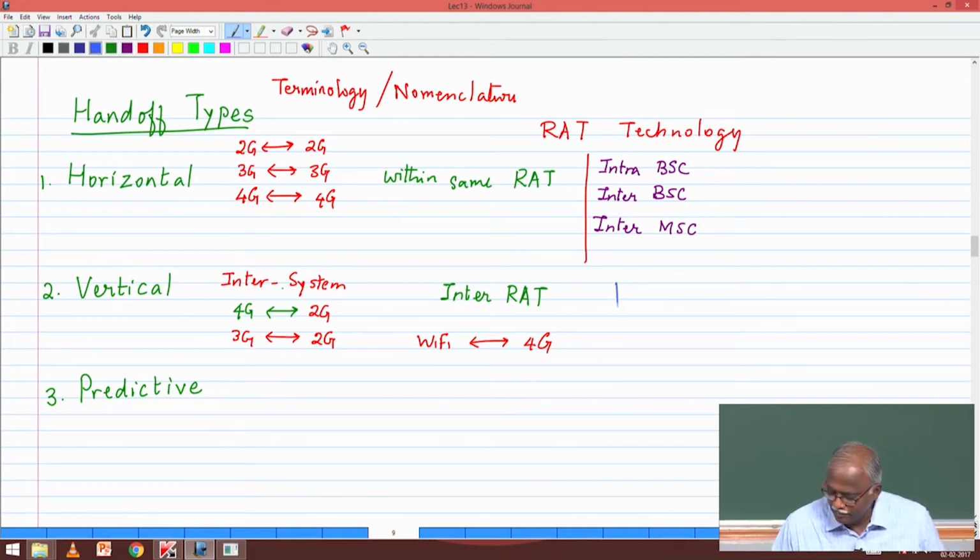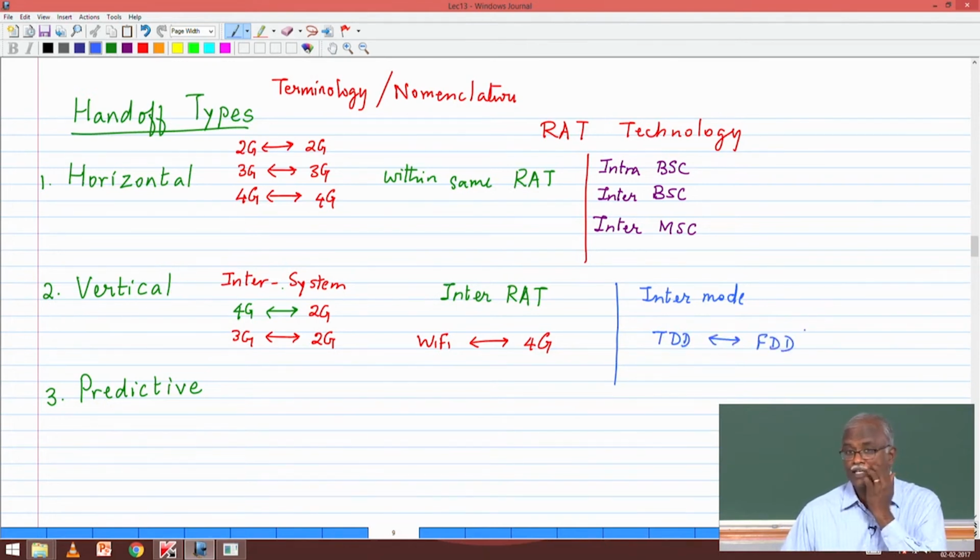Now that is a very tricky one, inter-mode, because that means I'm changing over from TDD to FDD. Of course, I cannot do anything soft here, it has to be hard, but so the landscape of handoffs is actually quite broad. There is a lot of complexity involved in it, but at a conceptual level, it is good for us to have this broad painting where we know the landscape of handoffs.